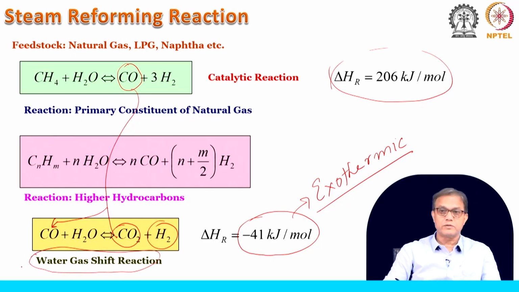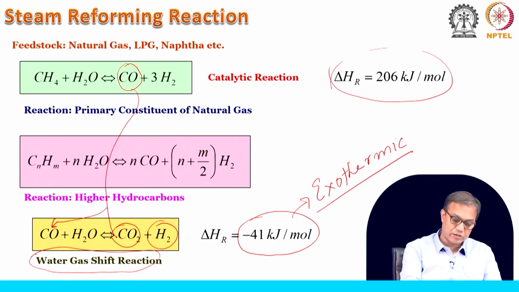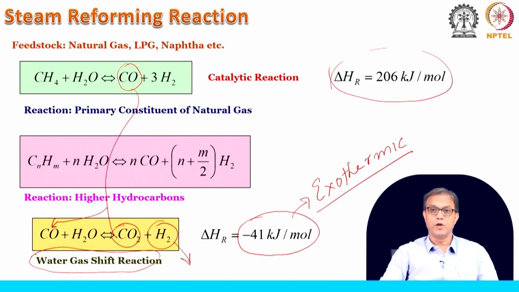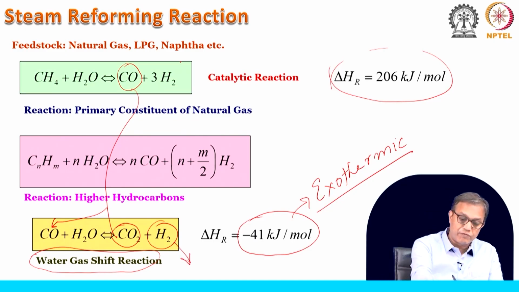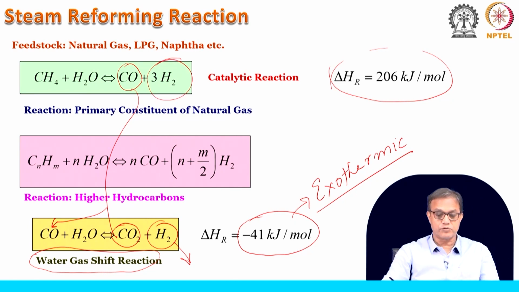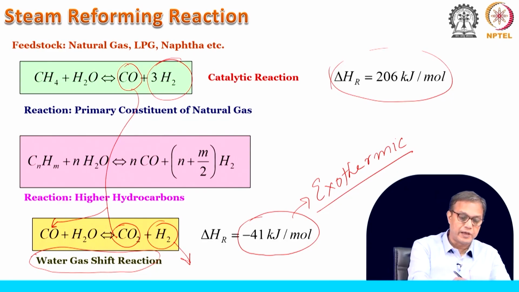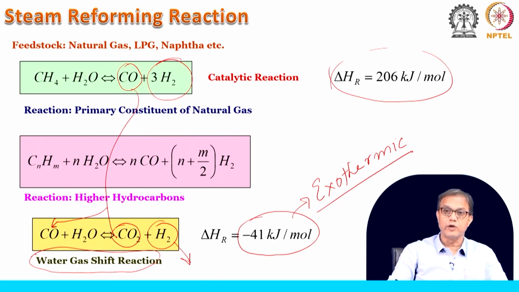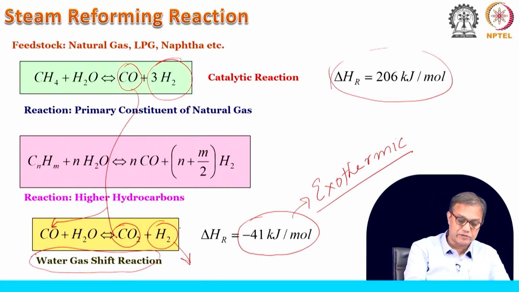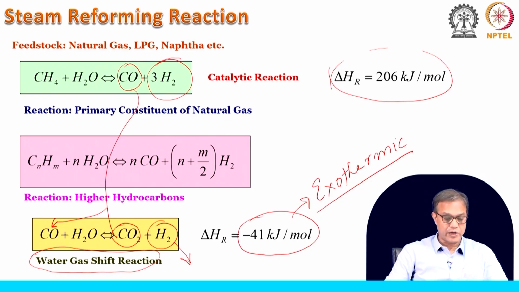This water gas shift reaction will generate hydrogen, increasing the quantity of hydrogen in addition to the 3 H2 produced from steam, where with the help of steam it is generating CO and H2. Along with that we have the water gas shift reaction. So, the overall reaction would be something like CO2 and H2, so the H2 content will be higher. So, this is the steam reforming reaction.